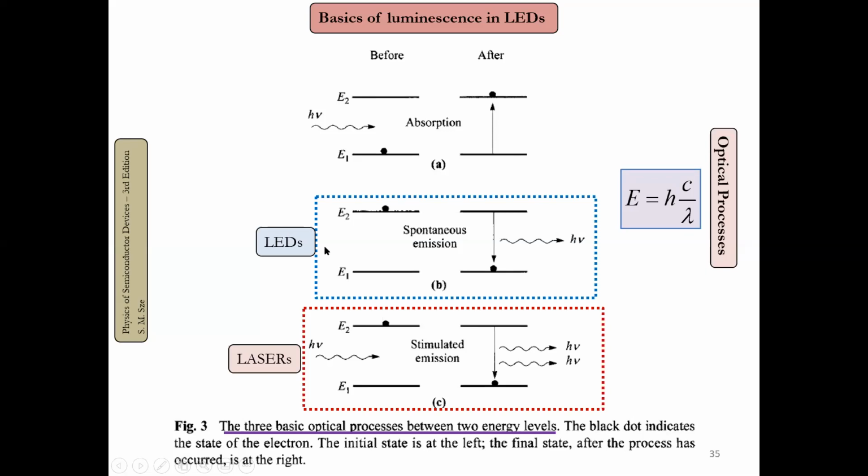When you talk about LEDs, it is essentially spontaneous emission. When you talk about lasers, it is stimulated emission. So we have an electron already in the excited state. This incoming photon comes and allows this electron to come back to the ground or lower energy state. This photon, after doing its job, passes through, and this transition generates a photon. The incoming photon and the emitted photon are in sync. Therefore, we say lasers are coherent light sources, because all the photons produced are in sync with each other.